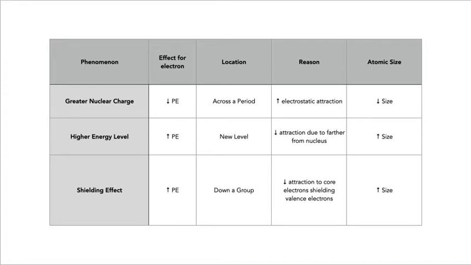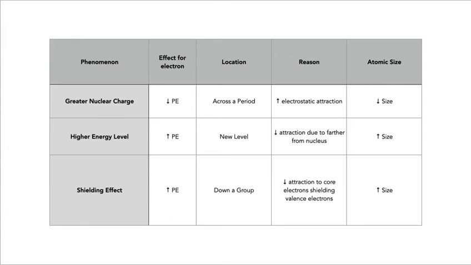However, once a new energy level has begun, the effect of the electron is to increase its potential energy. And this is because it is much less attracted to the nucleus because it exists substantially farther away from the nucleus. And of course, this corresponds to an increase in the atom size.